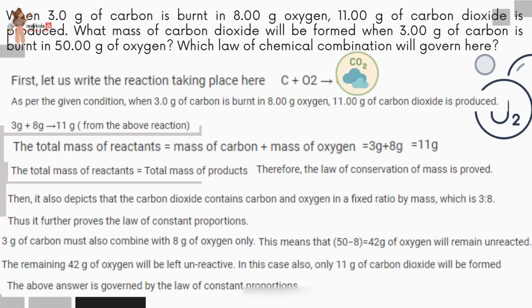Then, it also depicts that the carbon dioxide contains carbon and oxygen in a fixed ratio by mass, which is 3:8. Thus, it further proves the law of constant proportions. Now, 3 gram of carbon must also combine with 8 gram of oxygen only. This means 50 minus 8, which is 42 gram of oxygen, will remain unreacted. The remaining 42 gram of oxygen will be left unreactive. In this case also, only 11 gram of carbon dioxide will be formed. The above answer is governed by the law of constant proportions.